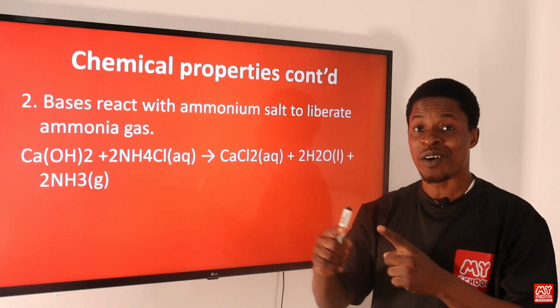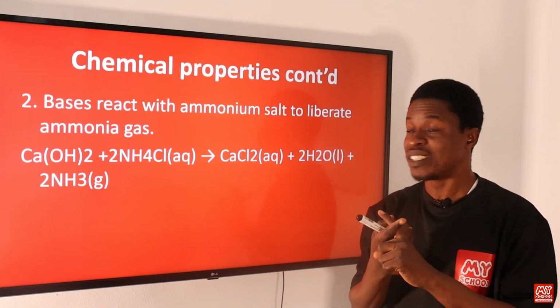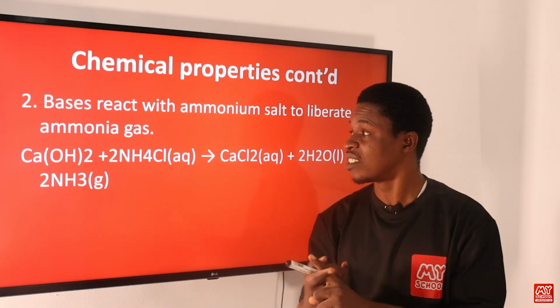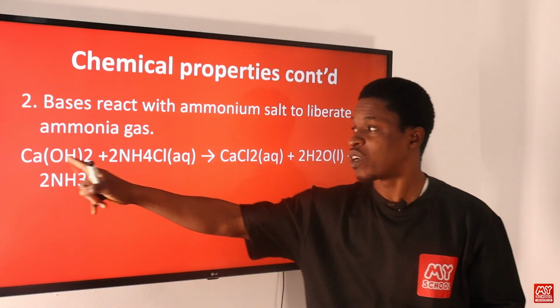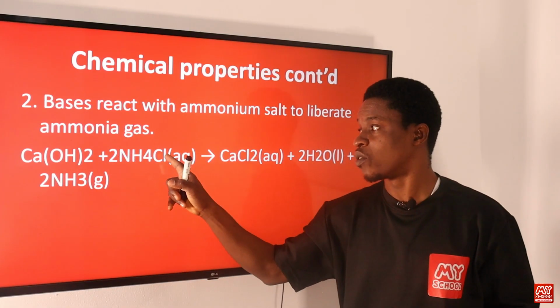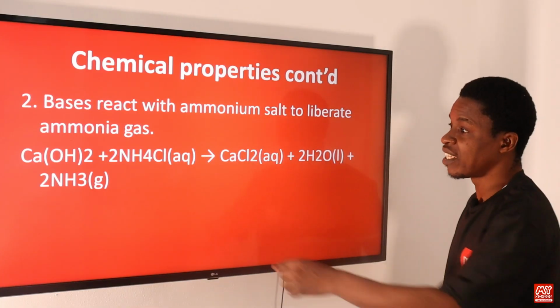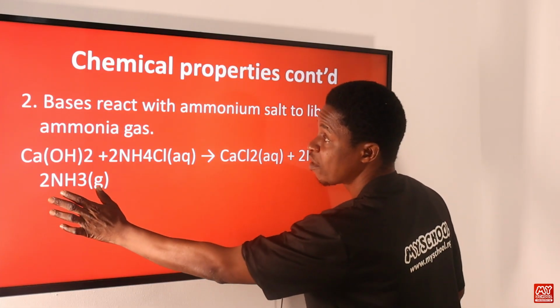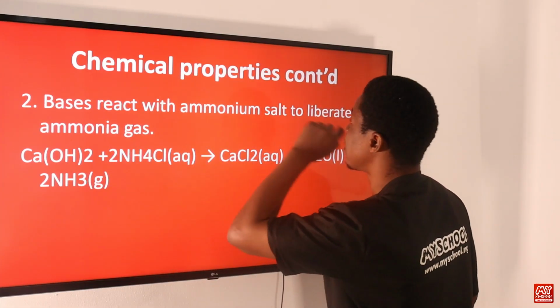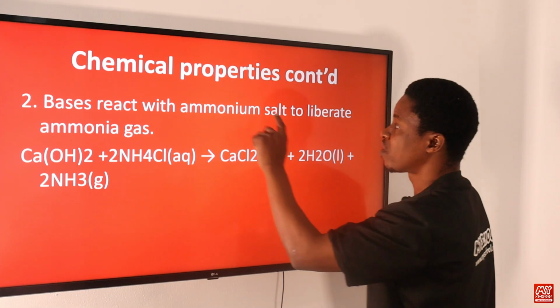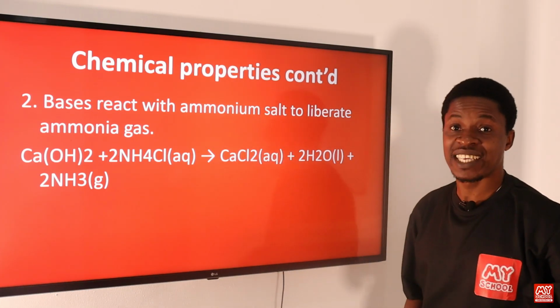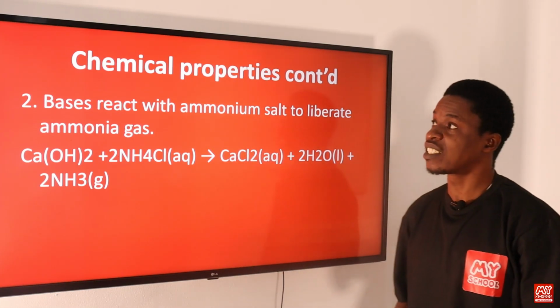Usually when compounds form, one of the ways, apart from bonding, is that they exchange their valencies. So the 1 of this goes to calcium, the 2 of this comes to chlorine. So we have CaCl2. Plus water is formed, and then we have ammonia gas formed. This is a test to show that bases can react with ammonium salts and ammonia gas will be formed. Let's move on to the next slide now.